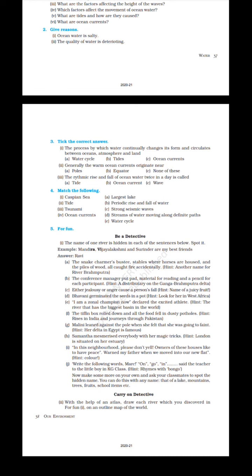Now make some more on your own and ask your classmates to spot the hidden name. You can do this with any name, that of a lake, mountains, trees, fruits, school items, etc. Carry on, detective. With the help of an atlas, draw each river which you discovered in For Fun on an outline map of the world.